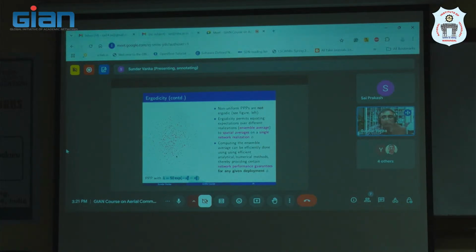This spatial average is not the ensemble average. Okay. Yes, sir. So what it means from an engineering standpoint is that I can take an ensemble average and interpret it as a spatial average. Which means if I have, in a large wireless network, many links.